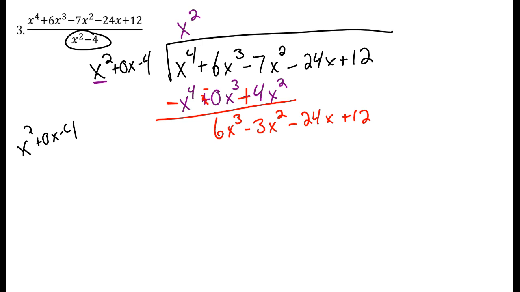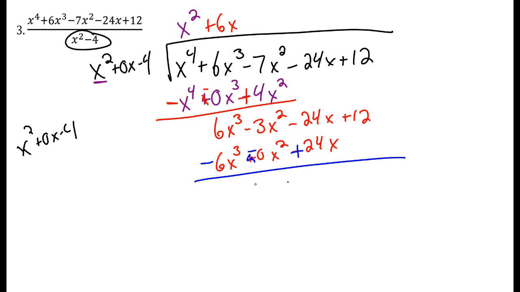Restart the algorithm. What times x squared gives me 6x cubed? 6x. Multiply through now. 6x times x squared is 6x cubed plus 0x squared minus 24x. Now we go through and subtract. To subtract, we change everyone's sign. And we get 0, minus 3x squared, plus 0x, we can write it there if we want to, plus 12.